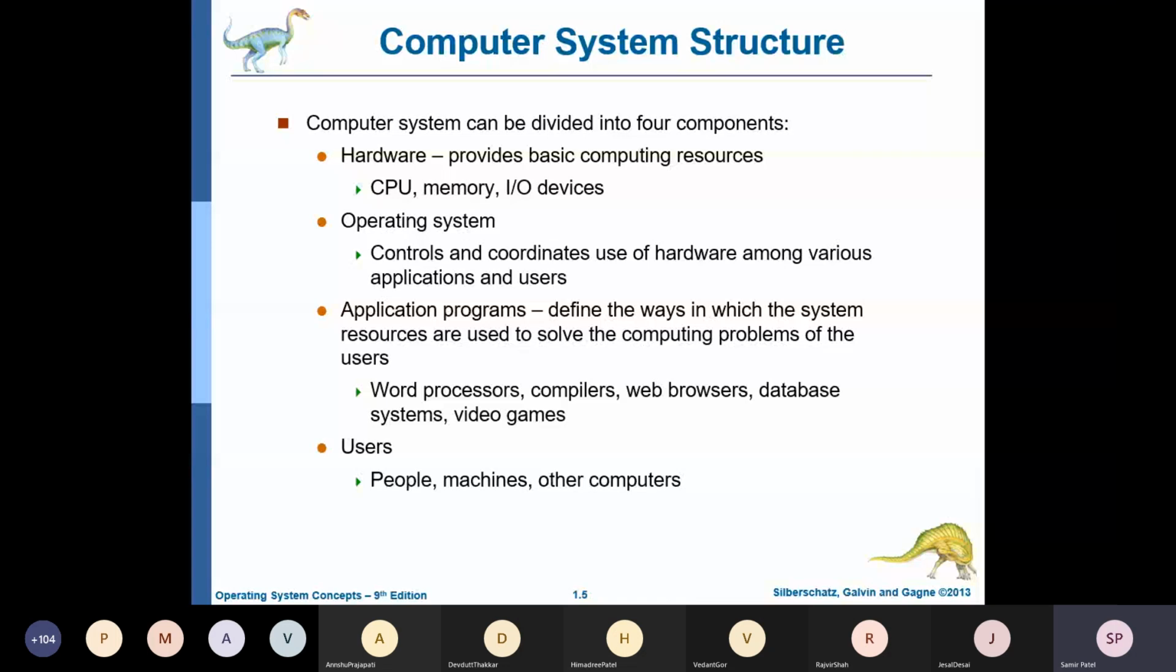So there are various things which we need to see when we look into the computer system architecture. Architecture does not mean only that there is hardware and that's it. Along with that, there are a couple of other things also, like the OS, your application programs, and the users who are actually making use of it.